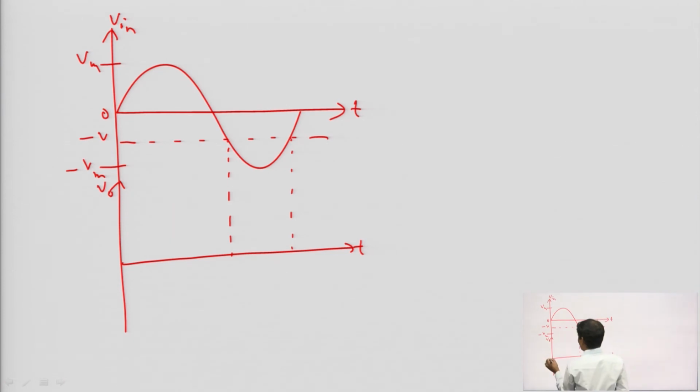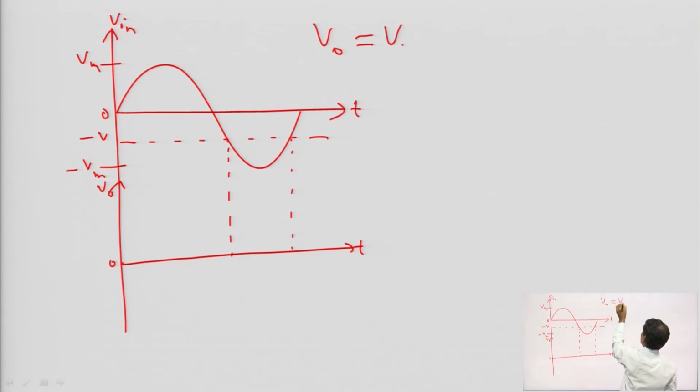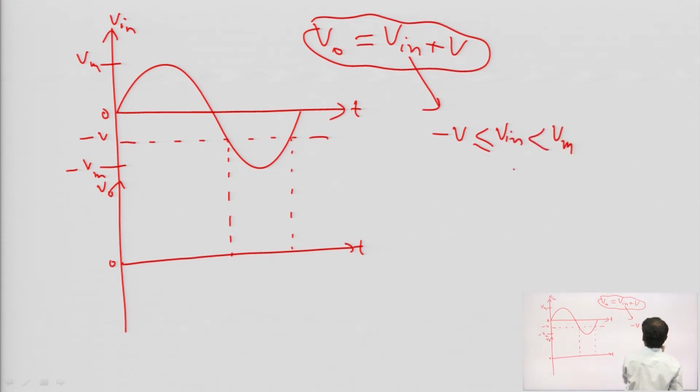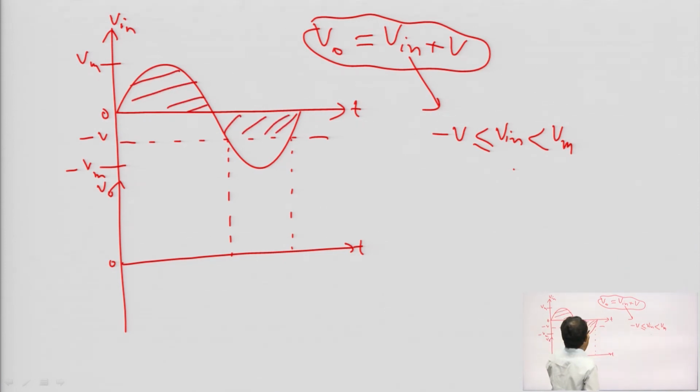What was the equation of the output waveform? The output waveform V naught is equal to V input plus V, and the range of the input voltage is minus V less than or equal to V input, less than positive Vm. This means for this portion only the diode is in forward bias.